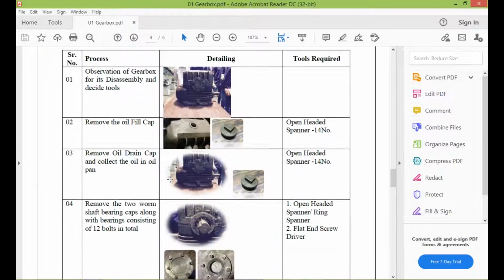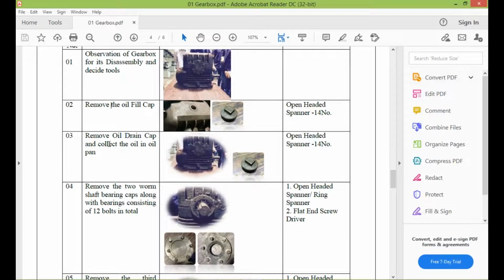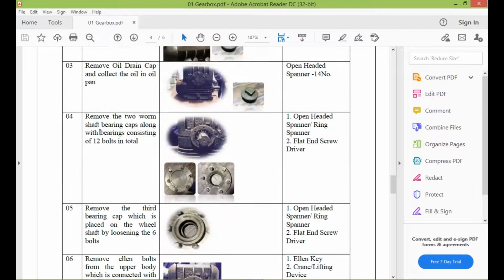Then second, you remove the oil drain cap and collect the oil in the oil pan. If the drain plug cap is present at the bottom of the casing, you can remove it, right? And keep this cap in tray number 1 and tray number 2, right? Okay, then what is the next step?